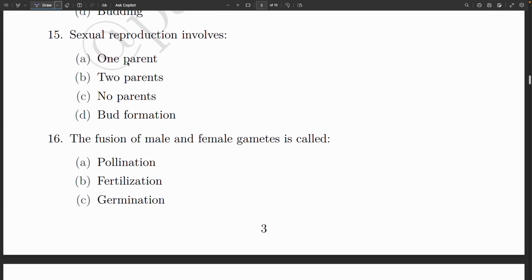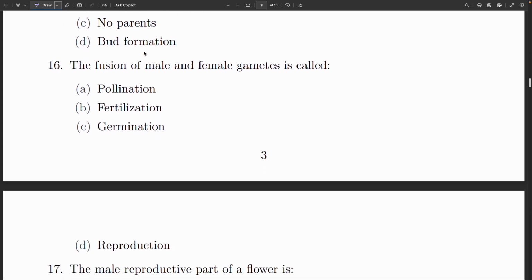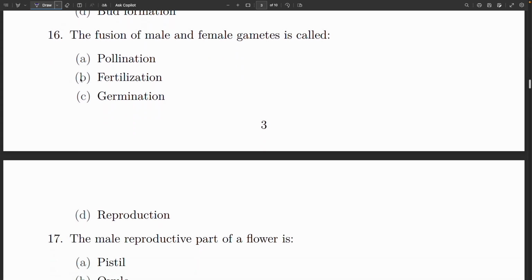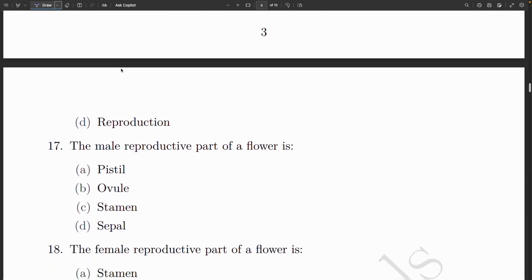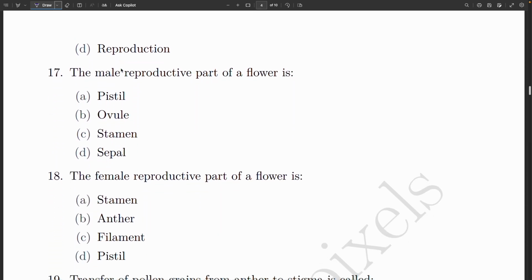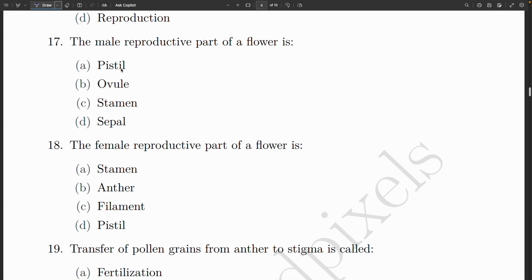Sexual reproduction involves two parents. The fusion of male and female gamete is called fertilization. Basically आपके इसमें chapter का कोना कोना हम एक एक चीज include कर देंगे and I can assure you that you will feel very confident after solving all the MCQs by your own. And all you need to do is read the chapter thoroughly once.